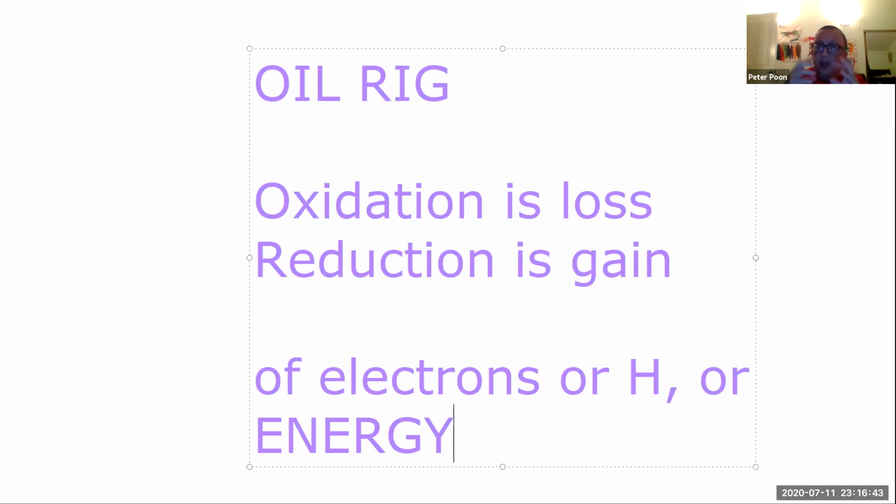This is a total thing. Electrons have energy and store energy. So if you lose electrons, you lose energy. You gain electrons, you gain energy. Hydrogen just follows electrons around, so anytime you pick up electrons, you pick up hydrogen. So oxidation is loss of electrons, or hydrogens, or energy.